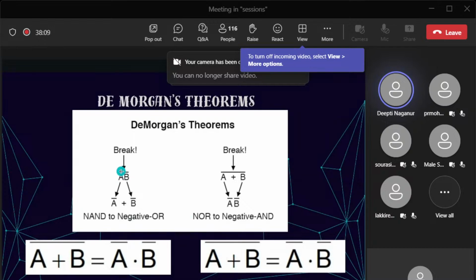So (AB)' will give me A' + B'. And (A + B)' will give me A' · B'. This is the basic of De Morgan's theorem, and this is useful. We will be using it in the upcoming slides.